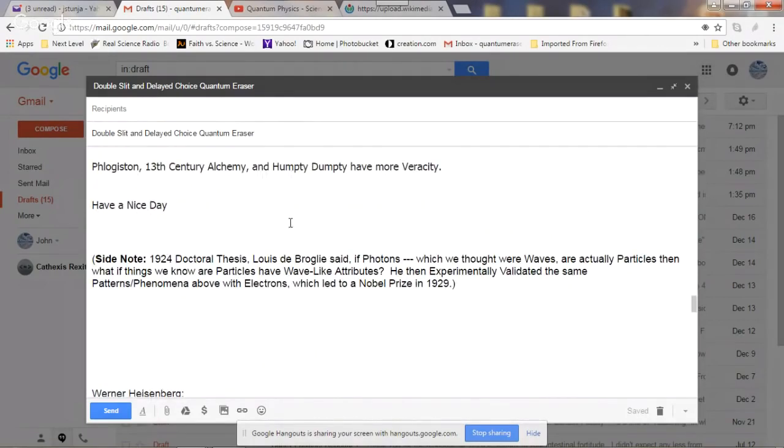In 1924, Louis de Broglie, in his doctoral thesis, had a pretty eye-opening prognostication. He said, well, if photons, which we thought were waves, are actually particles, then what if things we know are particles have wave-like attributes? So he then experimentally validated the same patterns and phenomena we've seen above with photons with electrons, which led to a Nobel Prize in 1929.